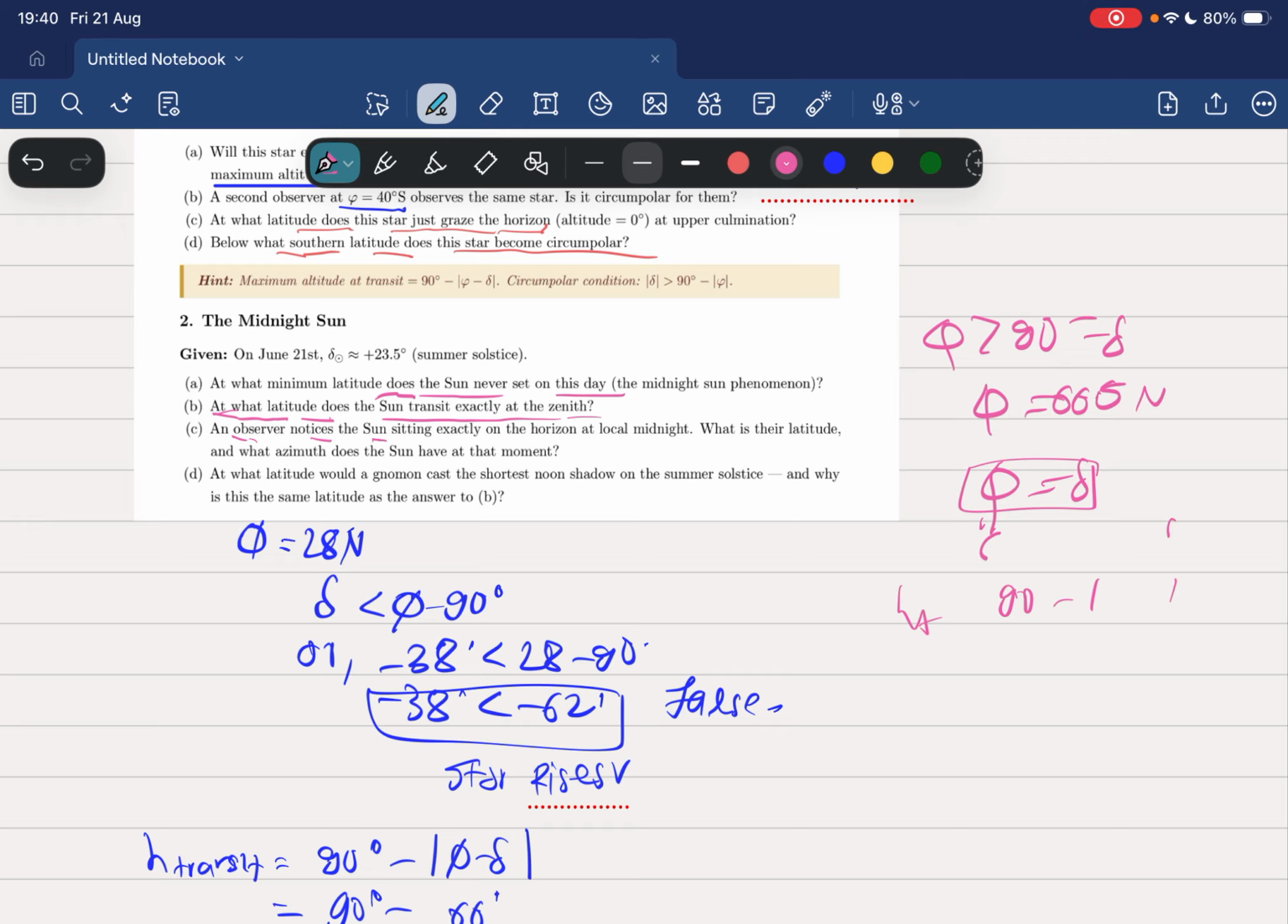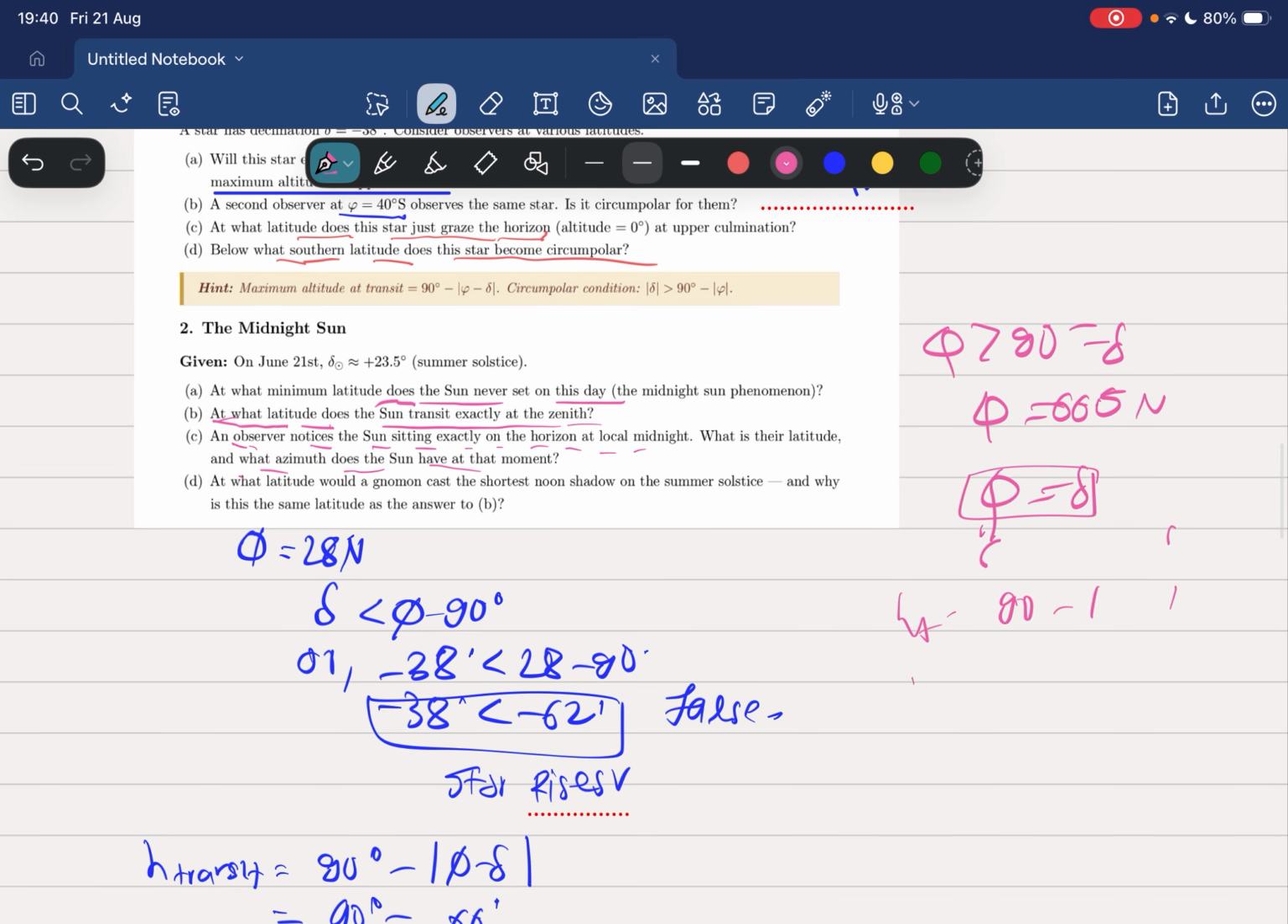An observer notices the sun setting exactly on the horizon at local midnight. What is their latitude and what azimuth does the sun have at that moment? So since it is local midnight, then we have 12 hours. So let's quickly calculate the phi, which is 66.5 north, right? What is the latitude? We got this. What is the azimuth?